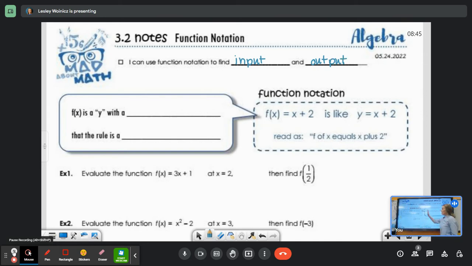Okay, so this is what function notation looks like. It's got this crazy little f with the parentheses and an x in it. We read that as f of x. So f of x equals x plus 2. And a lot of the time, it is pretty much just like y equals x plus 2. The difference is that f of x is a y with a promise that the rule is a function.